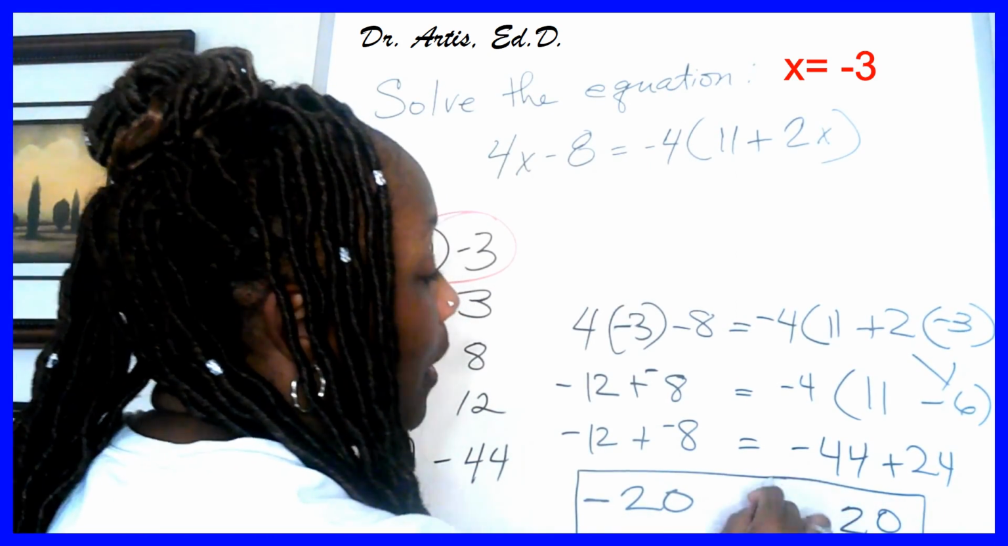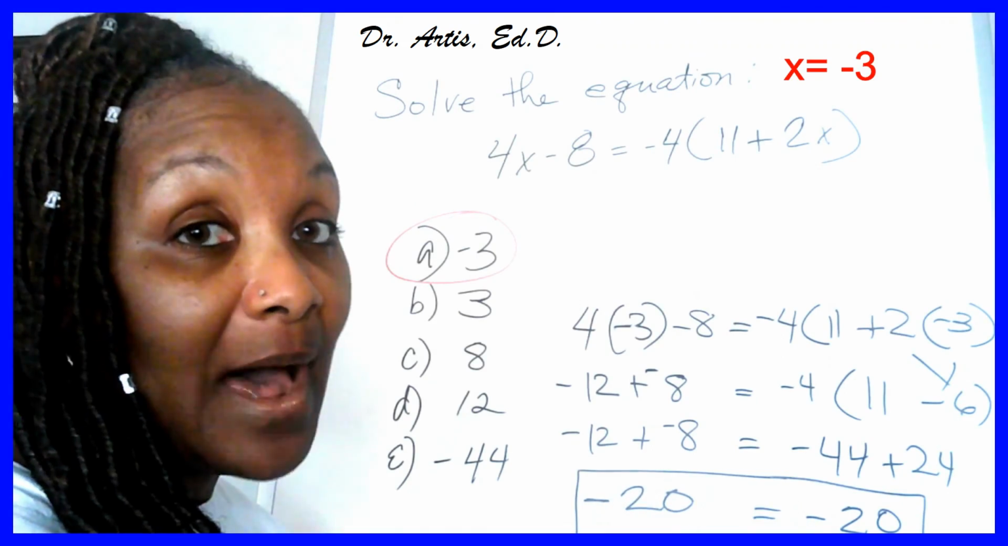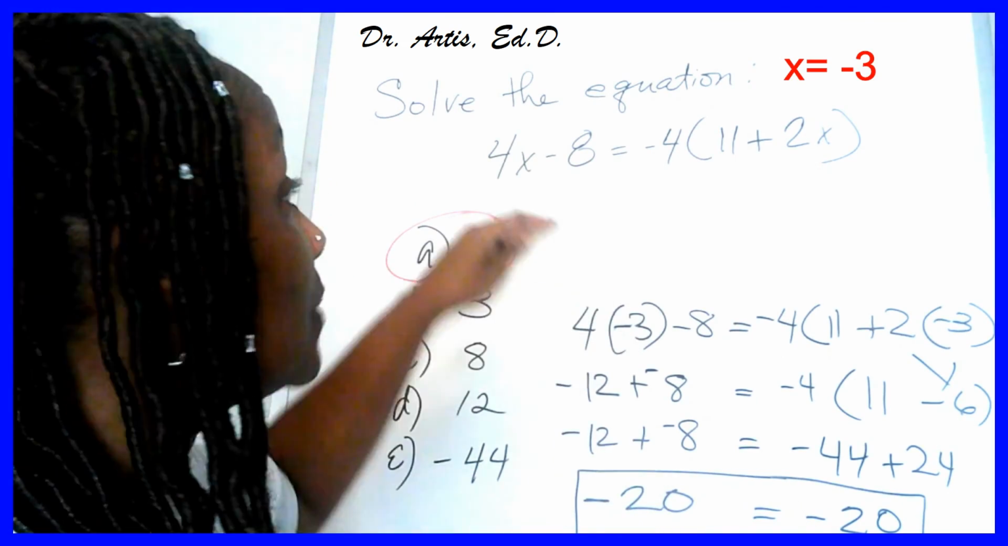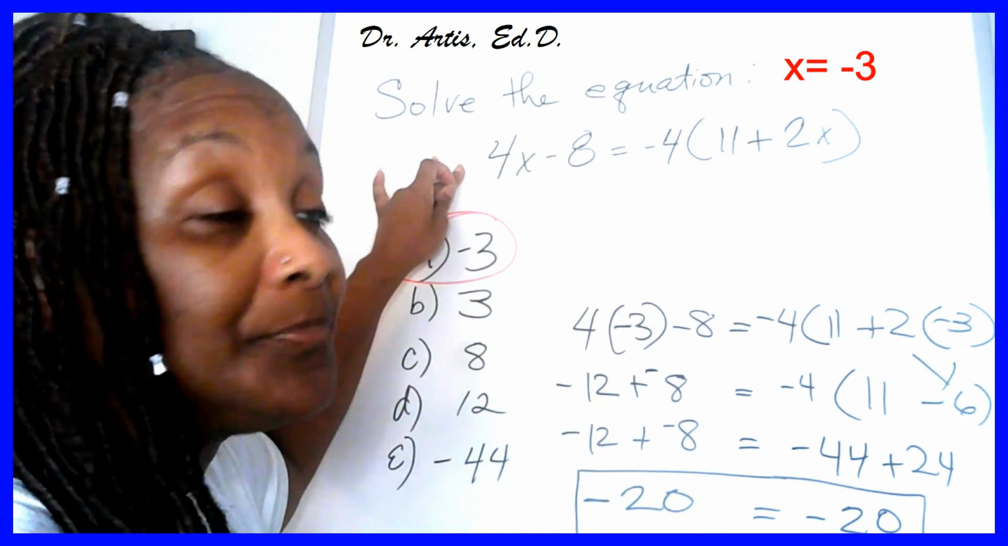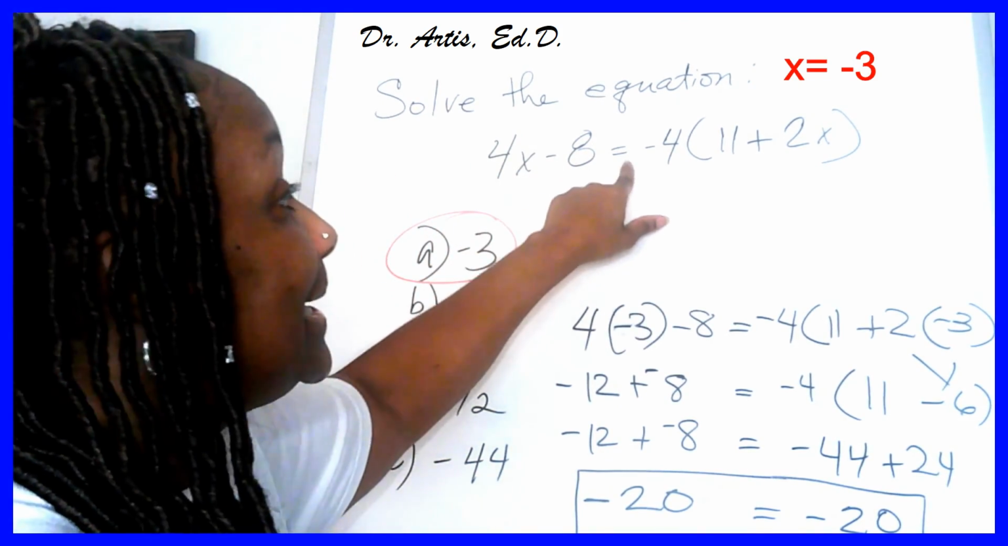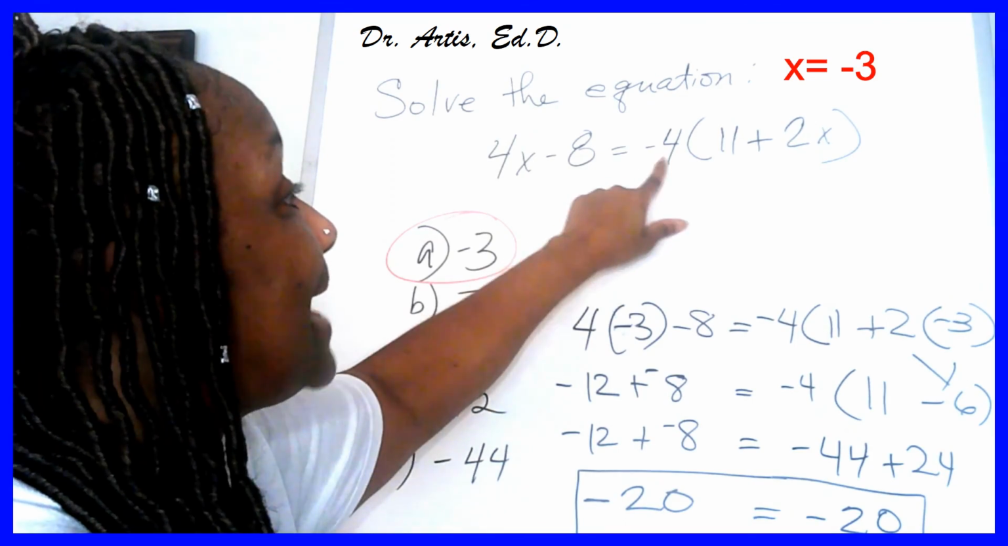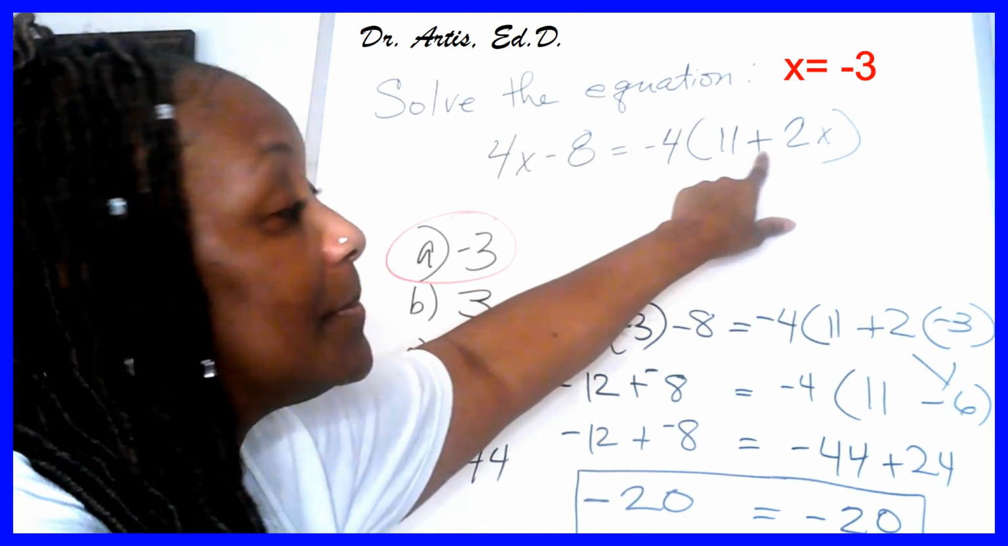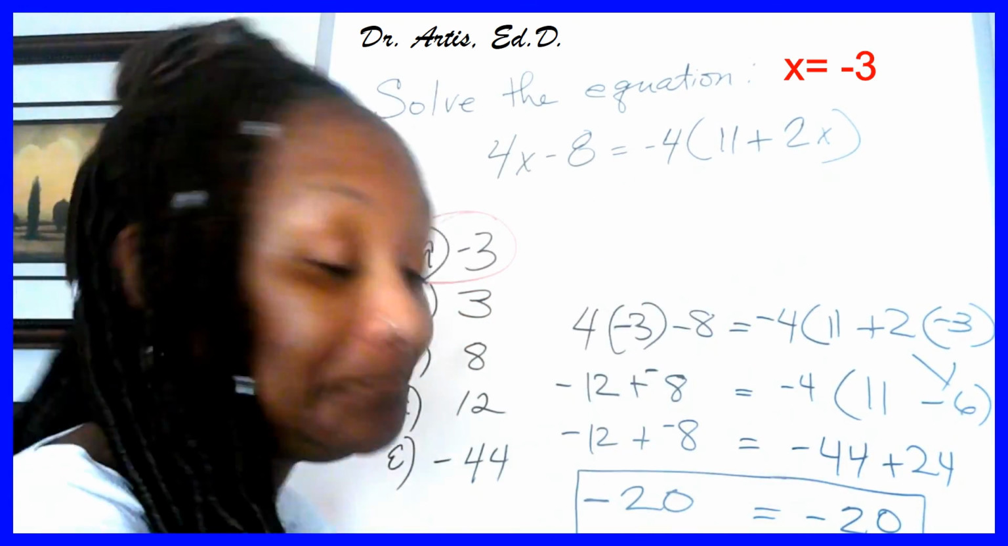So therefore, when we insert our value negative 3 into our original equation, it is also true that 4x minus 8 equals a negative 4 times 11 plus 2x.